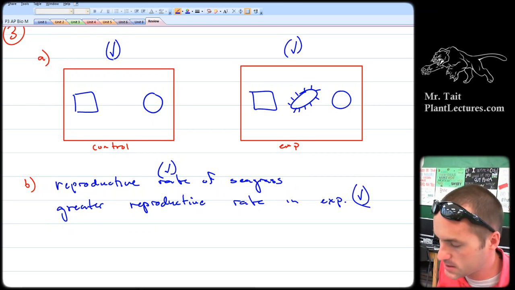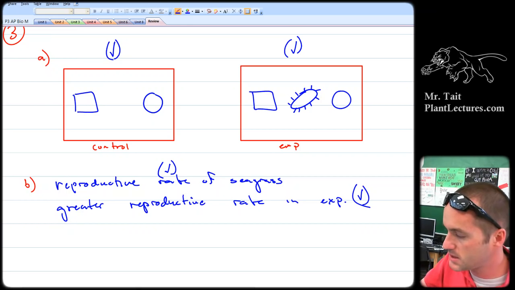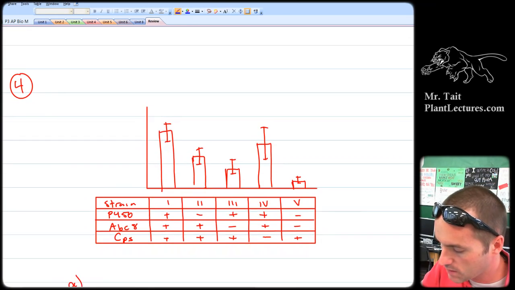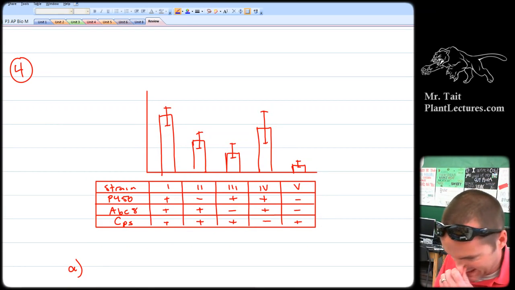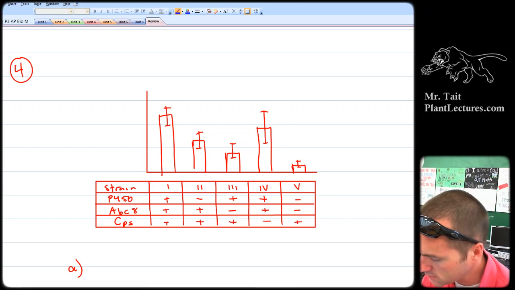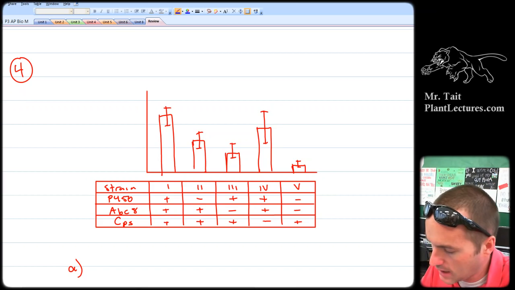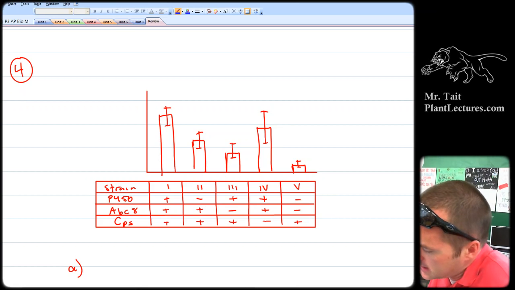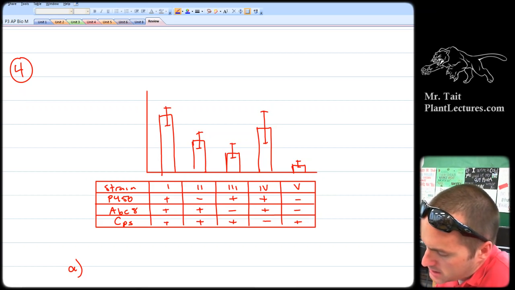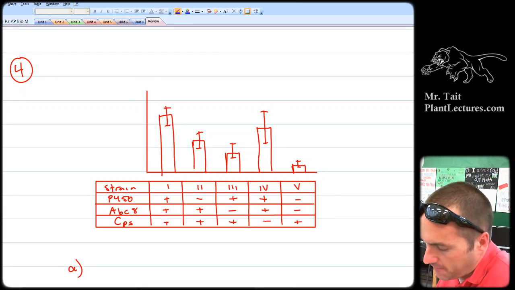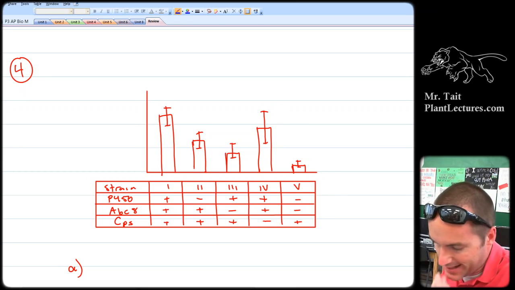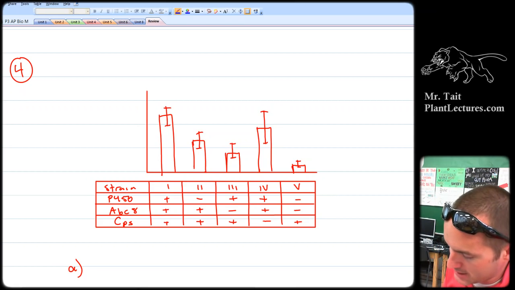Four points. Easy enough. Question 4. Question 4 is about bedbugs and how bedbugs are resistant to this beta cyfluthrin pesticide. Okay, it says identify the control strain in the experiment.